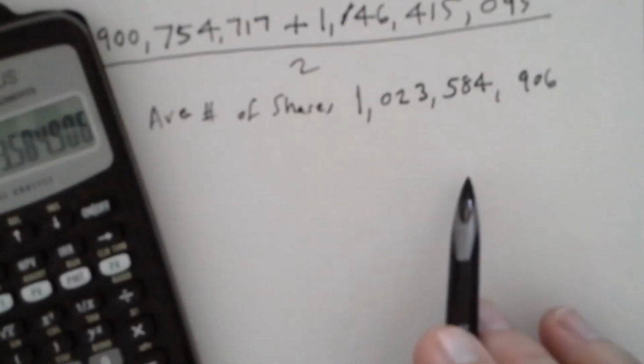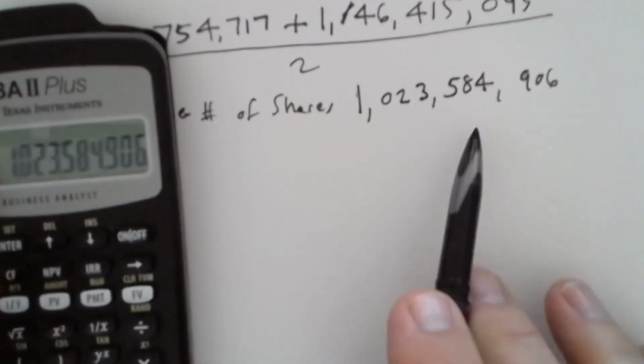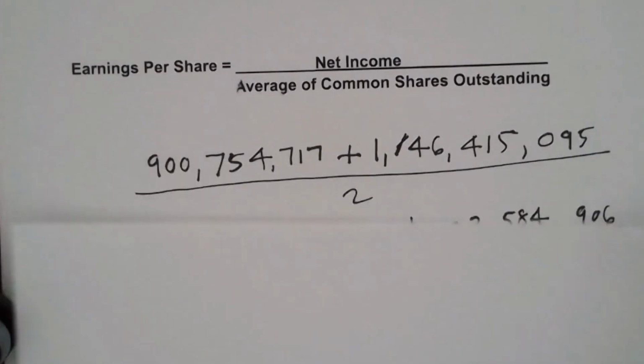Now that's not the number of shareholders, that's the number of shares. Some shareholders may own many, many shares, but that's just the number of shares outstanding.